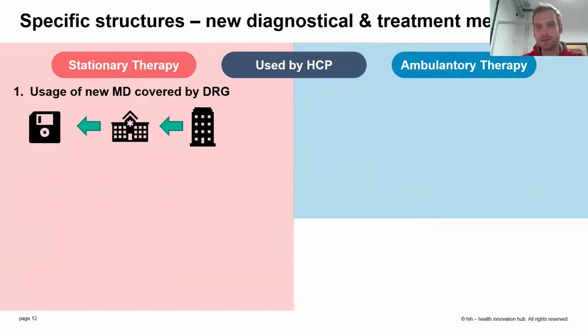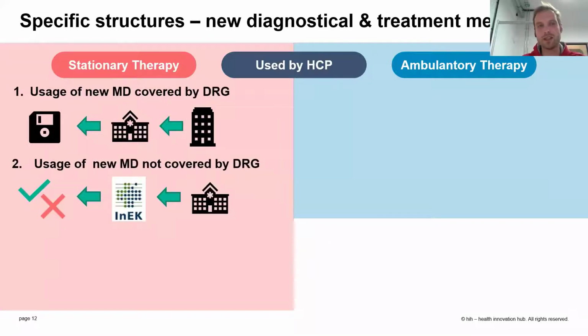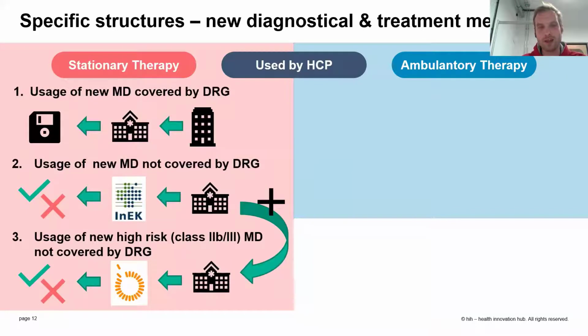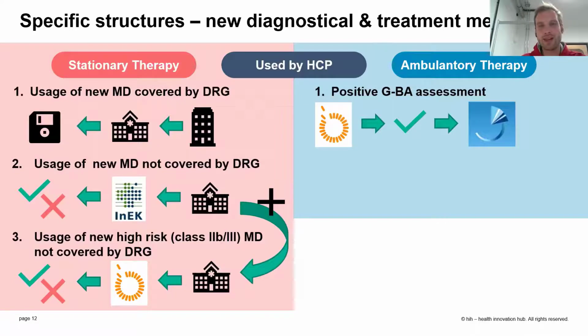So then we have some specific structures. I just want to flip through this very quickly. But basically, in the stationary therapy, what is important is that the reimbursement works on lump sums, on these diagnosis-related groups. If the diagnosis-related group contains enough money to use a certain software, then everything is fine. If the lump sum that the hospitals are getting is not high enough, then they have to apply for a higher reimbursement at this INEK, a very mysterious institute in the German healthcare sector that no one knows much about.